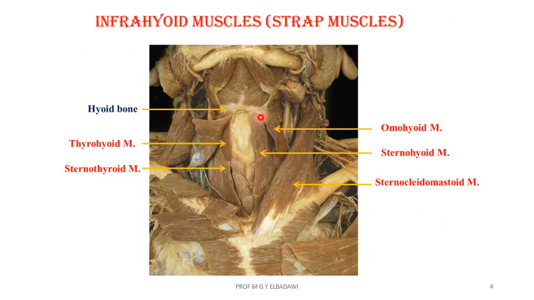That's a cadaveric figure for the same muscles, the omohyoid, the sternohyoid, the sternothyroid, and the thyrohyoid. As you can see, they are the anterior relation of the thyroid gland. This is the thyroid gland. Here is the clavicle and the manubrium sterni.